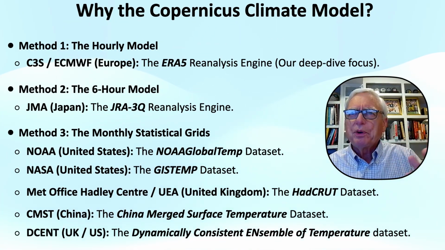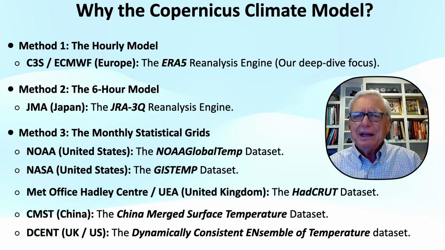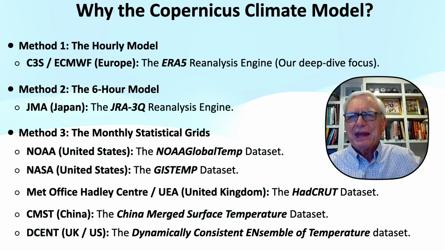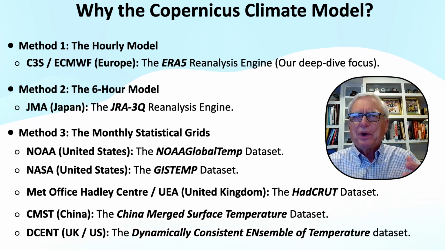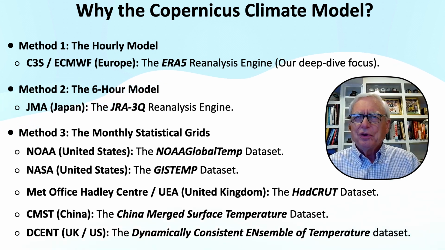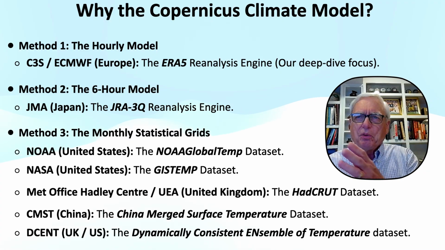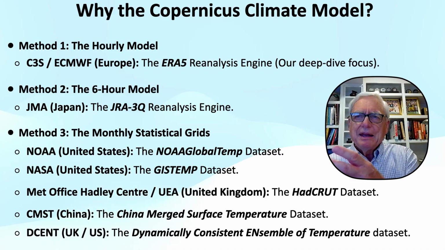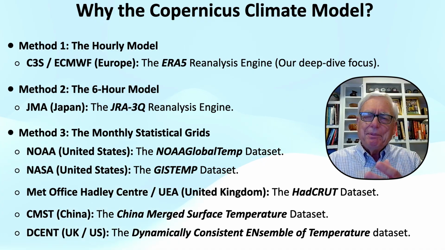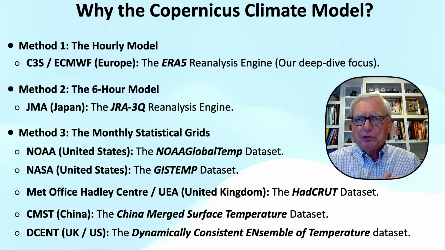So why the Copernicus model? Well, let me tell you, there's sort of 3 methods that are out there right now. The first one is sort of an hourly model, and that's what Copernicus is. The second one out there is used by Japan. They use the same technique. They call it a reanalysis engine, which means the starting point for these models where they were able to go back and using information, go back through history and be able to calculate what actual temperatures were.